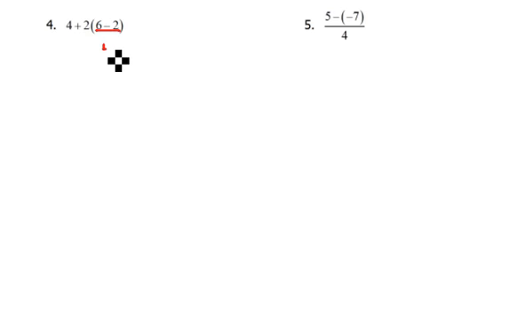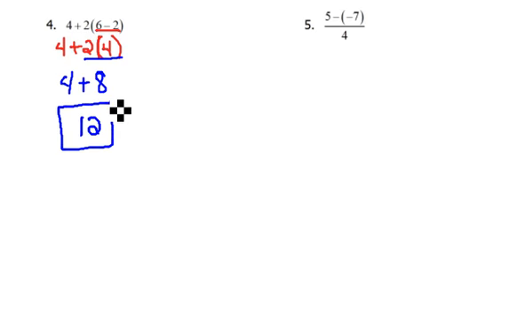6 minus 2 would be 4. And I'm going to recopy everything else. Now we've got addition and multiplication left. So I'm going to do the multiplication as my next step. So 2 times 4 would be 8, and I'm going to recopy everything else. 4 plus 8 would be 12. So our final answer here is 12.